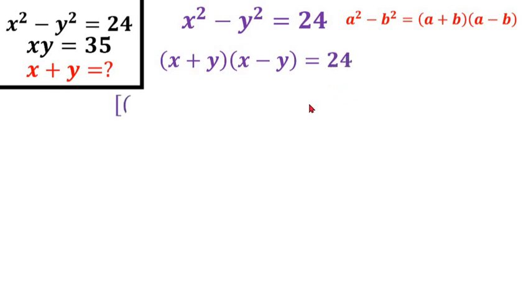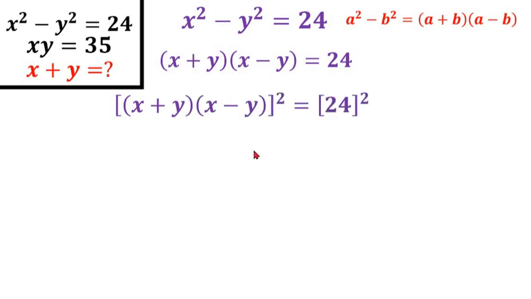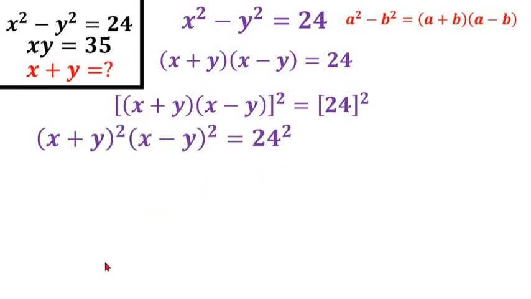Now, what we're going to do is square both sides of this equation. So we would end up with an x plus y squared times an x minus y squared, and then we have our 24 squared.